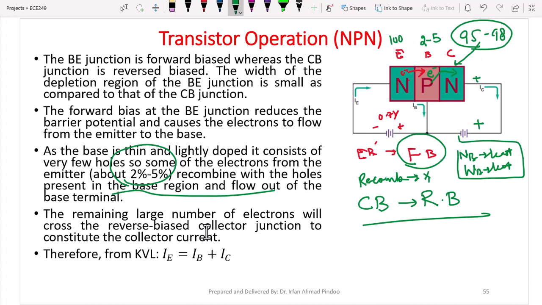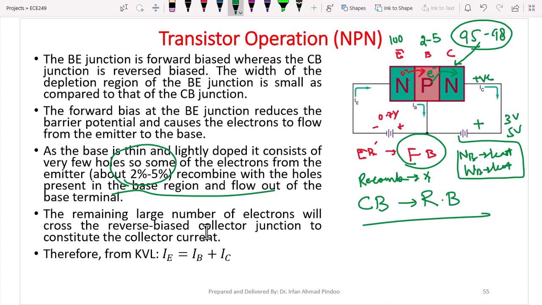So if we connect here the positive terminal of the battery, what will happen? Suppose we are providing 3 volt, 5 volt, a high voltage. This positive terminal of the battery will attract the electrons. So electrons which are coming into the base because of the forward biasing will move further towards the collector. And due to this, we will have a complete current from emitter to base, base to collector, and there will be a free flow of electrons.